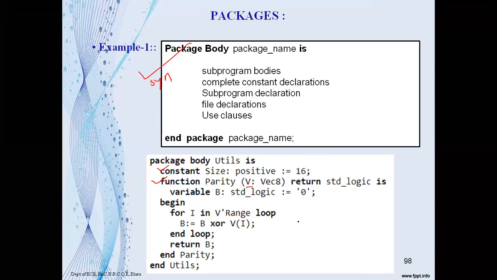So in the package declaration, you have defined only the type of the object. Now in the package body, we will define the constant value. So the constant size is a positive type initialized with a value of 16. For example, you take 16. And then the same thing we have declared in the package body. The function parity, V is a vector 8 subtype, returns a standard logic.